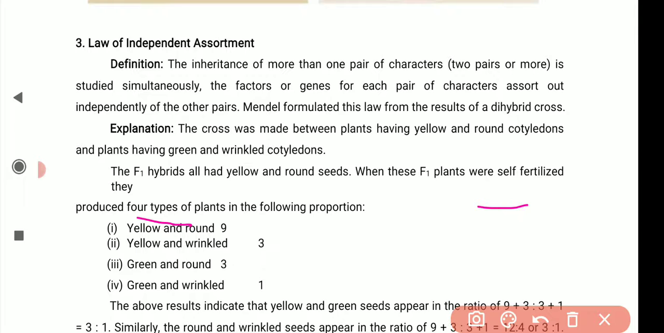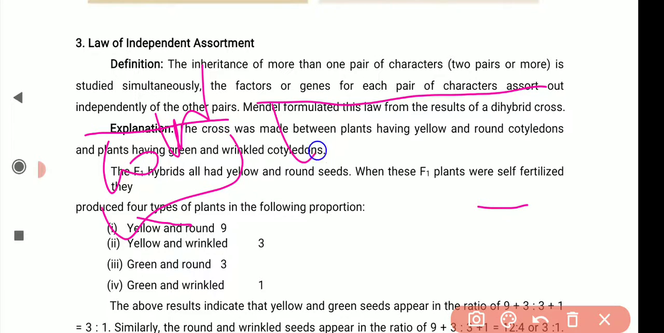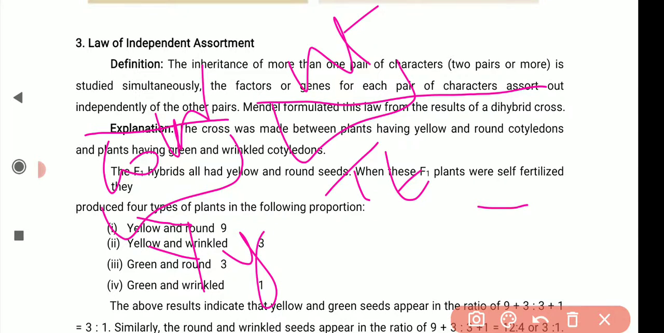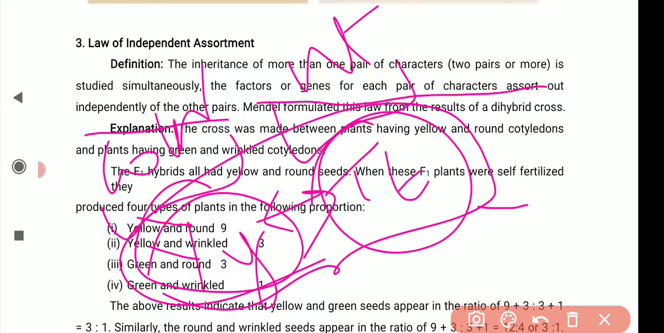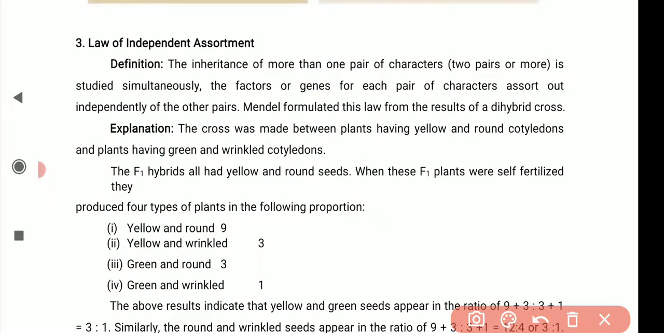The factors or the genes for each pair of characters assort independently of the other pair. Like one pair is for color and one pair is for height, and they will assort independently of the other. Although they are together in the same chromosome, they will assort independently of the other pair. This pair is for the height, this pair is for the color. So Mendel formulated this law from the result of a dihybrid cross.